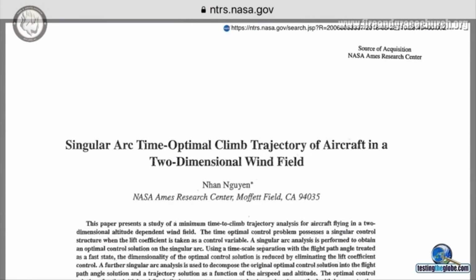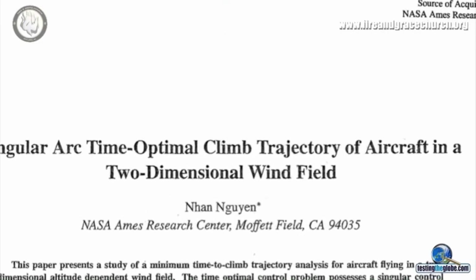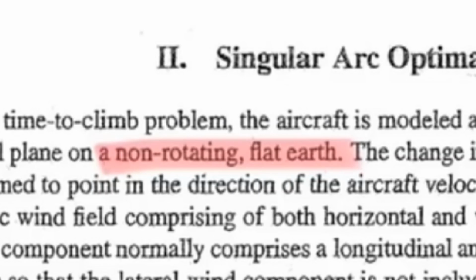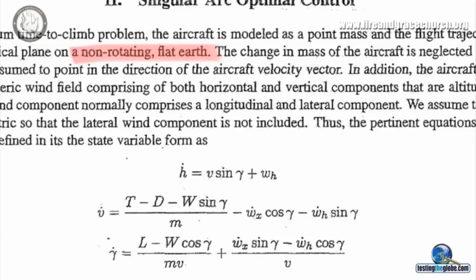Here we go. NASA.gov. You could interchange CIA.gov, NASA.gov, it's all the same. Here we have the singular arc time optimal climb trajectory of aircraft in a two-dimensional wind field. So this document goes on to say, in our minimum time to climb problem, the aircraft is modeled as a point mass and the flight trajectory is strictly confined in a vertical plane on a non-rotating flat Earth. Let's keep going.